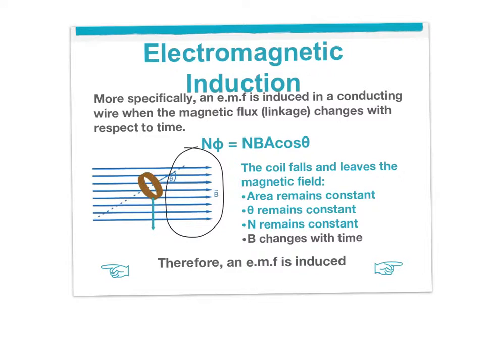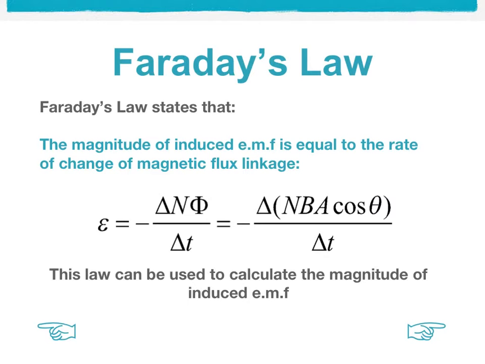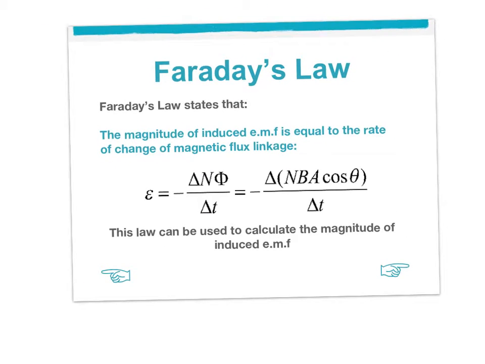Okay, so let's go back and define flux linkage. If flux linkage is N times phi, how do we then define the rate at which this EMF is induced? It's called Faraday's law, and this is really, really important. You have to learn this off by heart because it gets asked every year. Okay, I'm exaggerating, but it gets asked a lot.